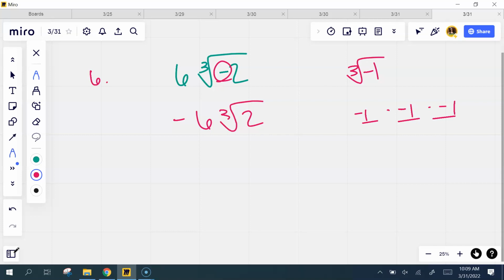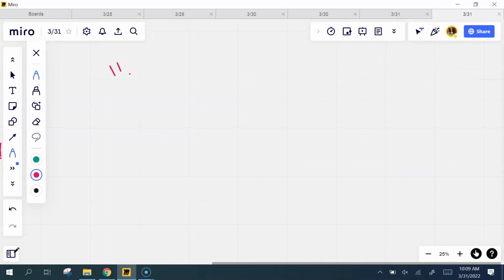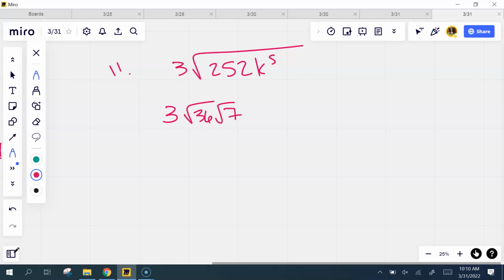11. This is from the homework page. 3 times the square root of 252k^5. All right, so I'm going to deal with the 252 first. Split it how? 36 and 7, which means that's 3 times 6 times the square root of 7, which is 18 square root of 7.